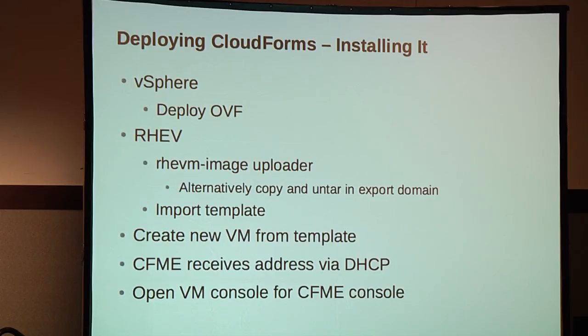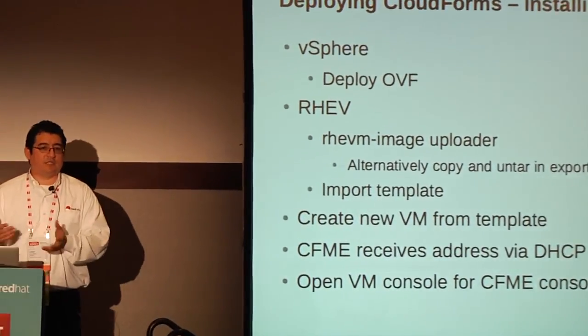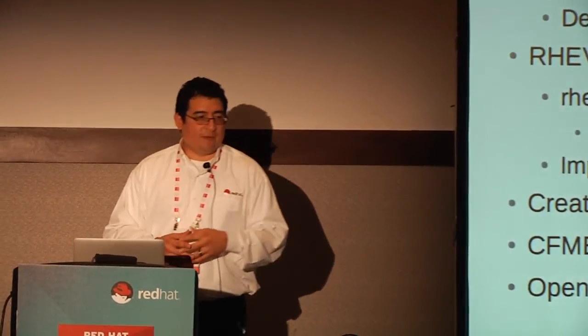On the Rev side, you're going to do a similar process, but it's a little bit different. There is a tool you could use on RHEV-M called the RHEV-M Image Uploader. Or you could manually go to the NFS storage, if you have access to it, and untar that OVF directly onto the images directory of the Rev export domain. Anybody who's familiar with that will understand what that means. The Rev export domain is an NFS share, and it's used to import and export virtual machines and images into and out of the environment. Once it's in the export domain, you import it as a template, make any customizations you need, and it is then ready to be deployed as a VM from that template.